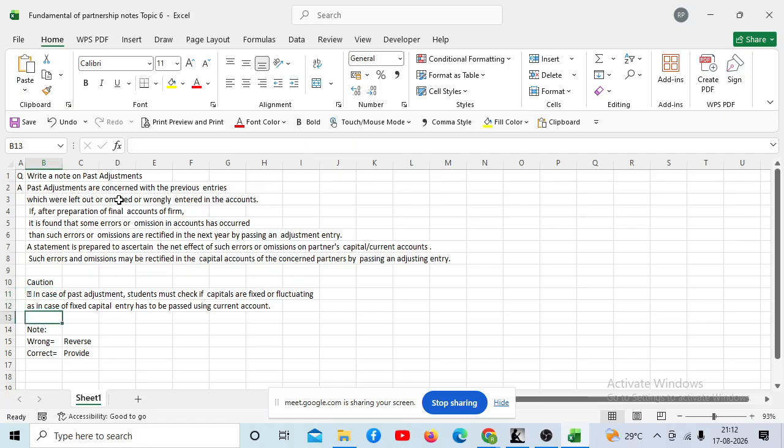Now here there is one note. In the previous year, the error can be that they had passed a wrong entry, right? So if they had passed a wrong entry, then we have to reverse that. Okay.